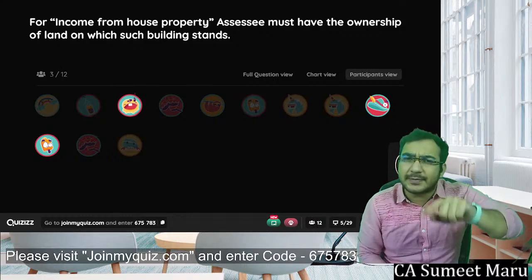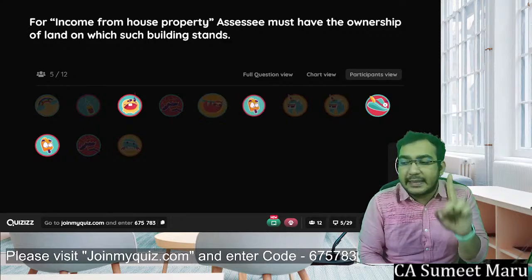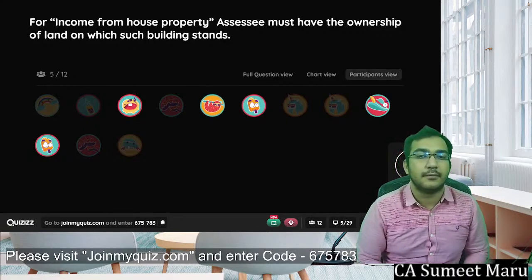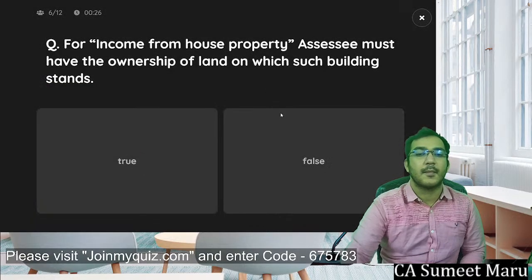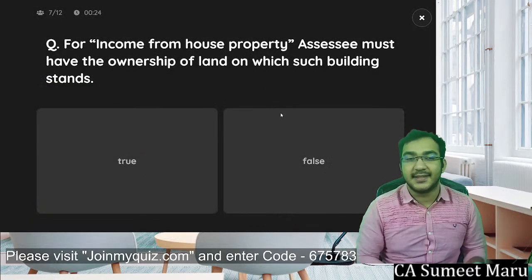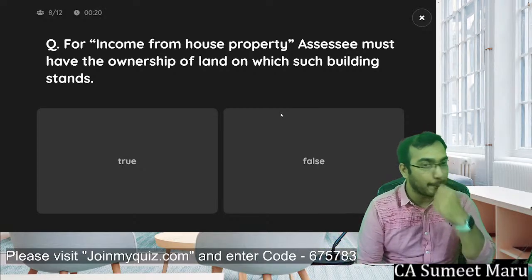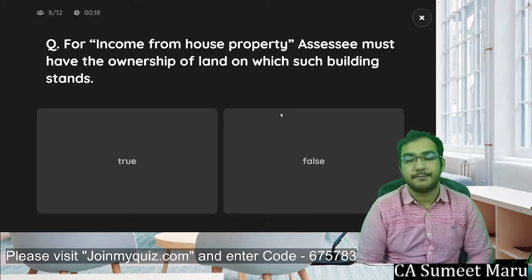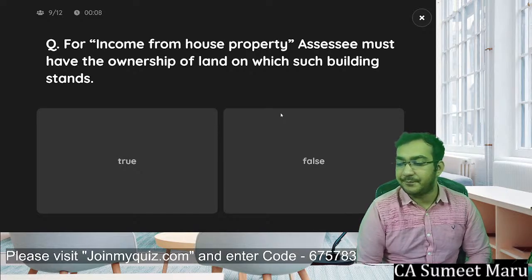क्या land की भी ownership जरूरी है? या सिर्फ building की रही तो भी चलेगा? Please remember the day one of the chapter. Options, true or false? Yes, answer quickly.